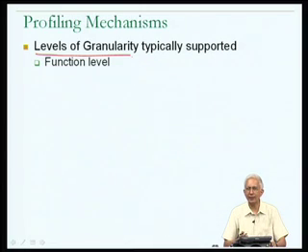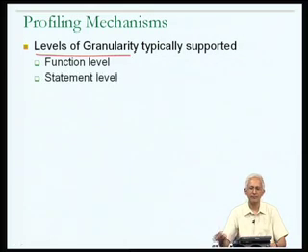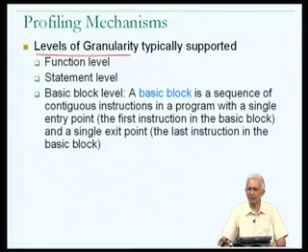So there are some profilers which give you information at the level of functions. So the level of granularity is the function level, and they would be called function level profilers. There are some profilers which give you information at the level of statements, or for example lines of a program, and they may be called statement level profilers. There are yet other profilers which give information at other levels. One of the more popular kinds of levels of profiling is something called the basic block level.